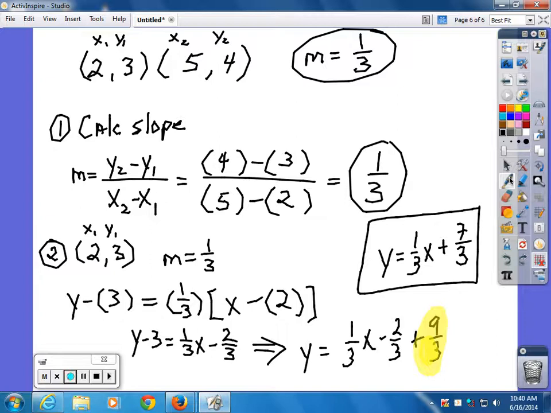All I got to say is I had to bring this -3 over here, and I'll let you figure it out. What do you have to add fractions? And I brought the 3 over 1, and I'll leave it at that. So, that is the equation going through these 2 points. Okay? Again, this should be a review, but if it's not, hopefully you're catching up on some of it.